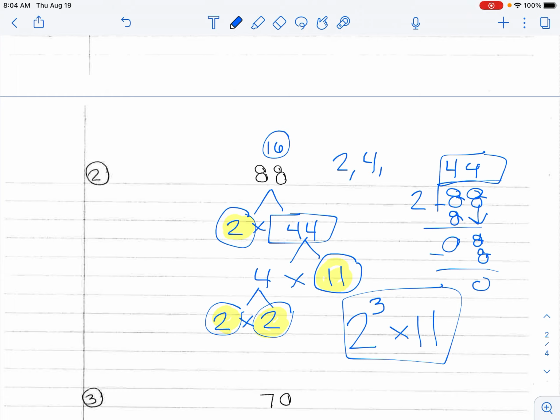Now, if we're going to check our answer, I know 2 cubed means 2 times 2 times 2. 2 times 2 is 4. 4 times 2 is 8. And 8 times 11 is 88. Check.